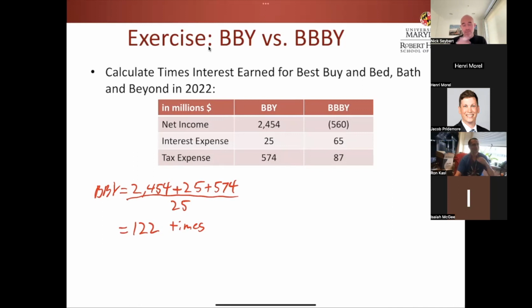So that's a lot. It probably wouldn't be a good idea, but that's like saying if Best Buy took on 100 times more debt than it has right now, it would still be able to make an interest payment on that. So they're more than able to. We should not be worried about Best Buy in the near term in terms of being able to pay interest on debt.